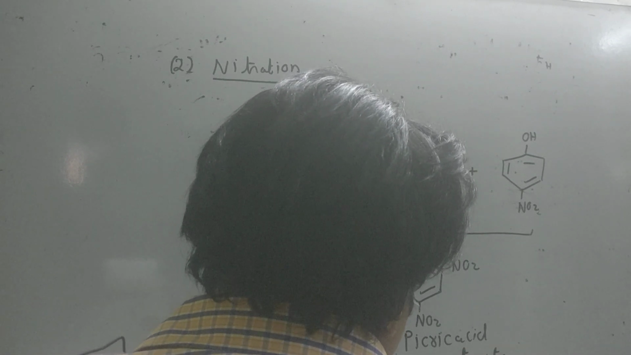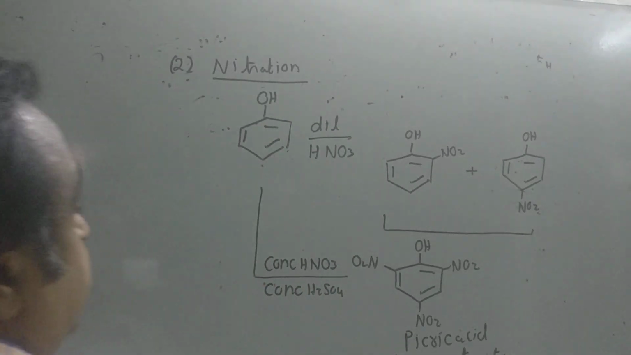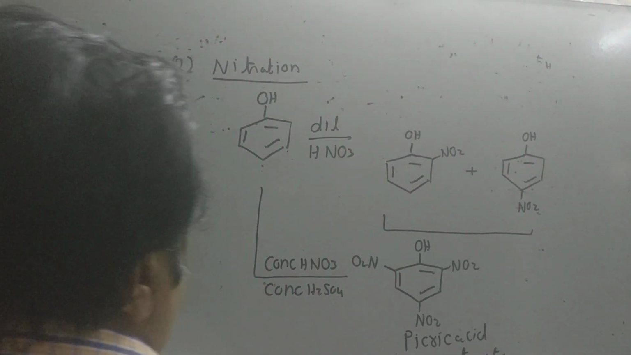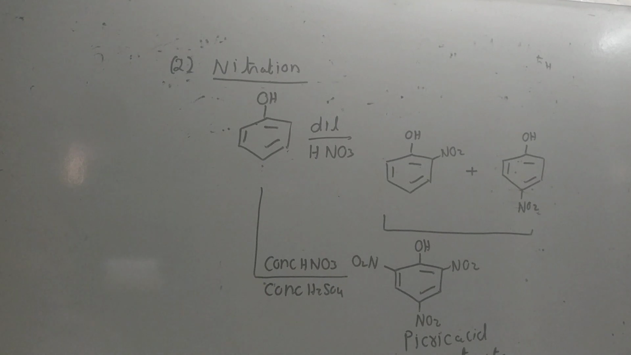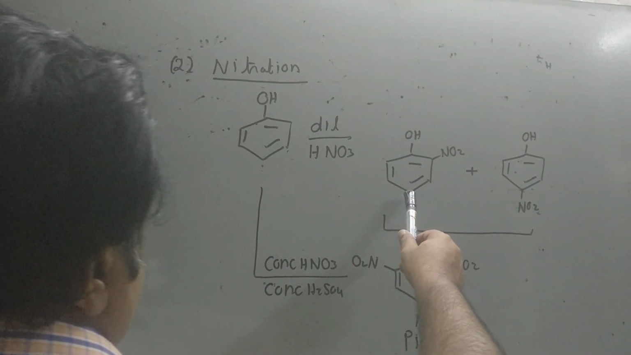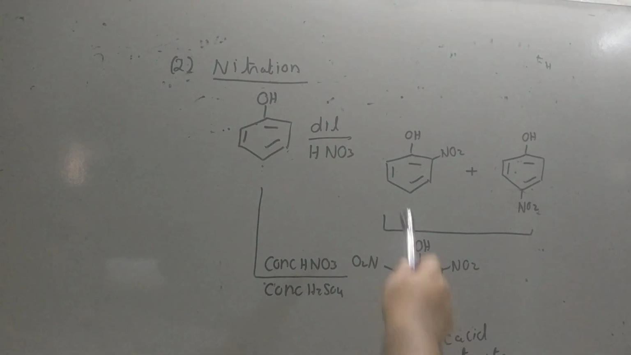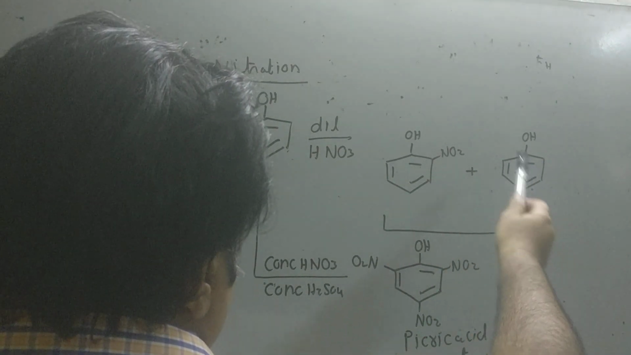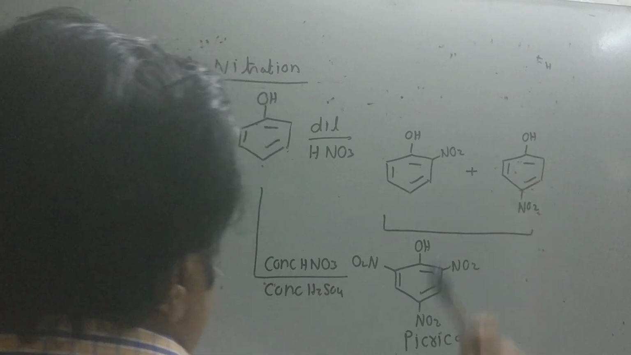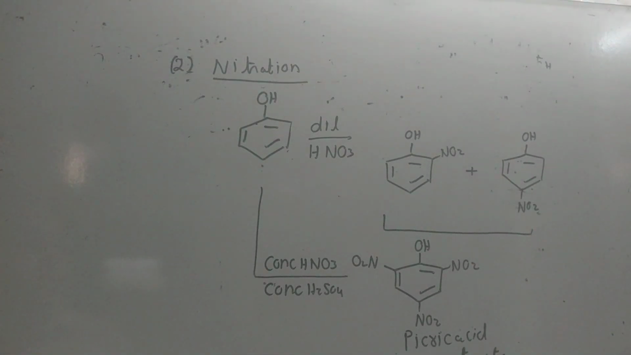So with the nitrating mixture we get picric acid, but with dilute HNO3 we get a mixture of ortho product and a para product. And how do we separate the ortho and para product mixture? We can do it by simple steam distillation. This is steam volatile, this is not steam volatile, because this has a low boiling point and this has a high boiling point. So that is a reaction called nitration. The second electrophilic substitution reaction, called nitration.